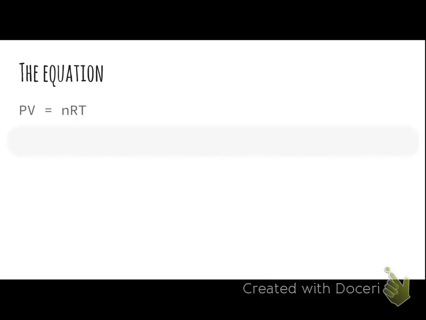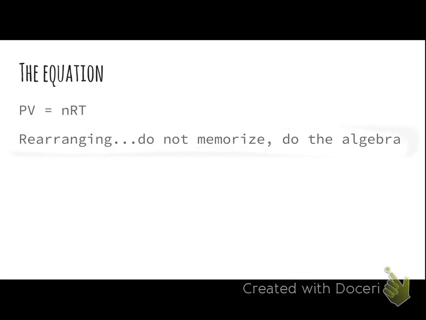All right, so the equation. The equation for ideal gas is PV equals nRT. So P being your pressure, V being your volume, n is your number of moles, R is that constant we just looked at, and T is your temperature. Now, rearrange the equation. Do not memorize the equation, because then you're going to be memorizing 5 different equations. All you need to know is this and a little bit of algebra.